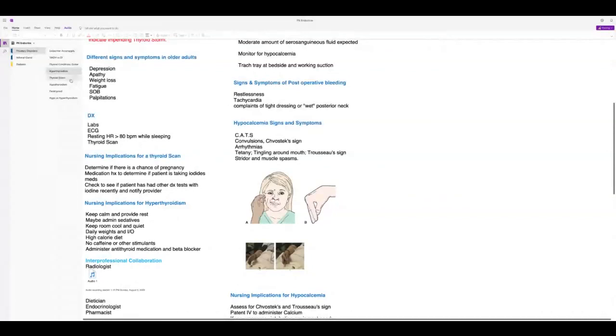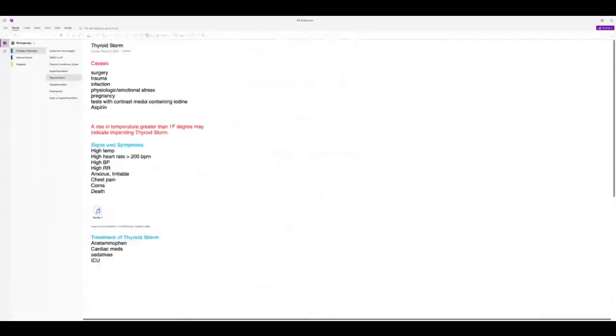All right, thyroid storm. I bet you are going to have questions about thyroid storm on your proctor and your NCLEX. This has been around since I was in nursing school that we had to know this. Now, the cause of thyroid storm is like too many of the hormones leaking, I guess I should say, from the thyroid. That's the way I think of it. It could be caused by surgery, when it's manipulated during surgery, trauma, infection, any kind of stress, pregnancy, any kind of test with contrast medium containing iodine, like if somebody had a CAT scan with contrast, okay? Aspirin can also cause thyroid storm.